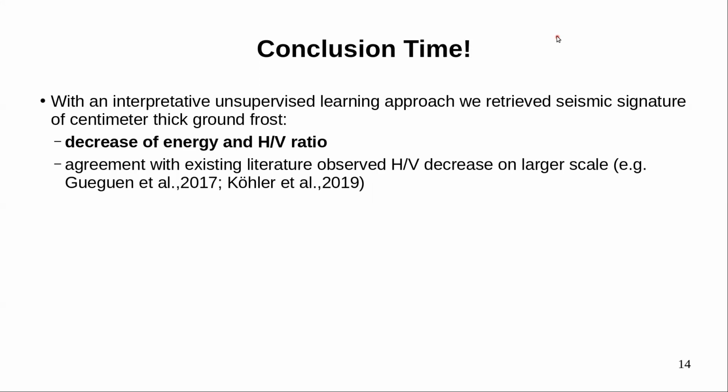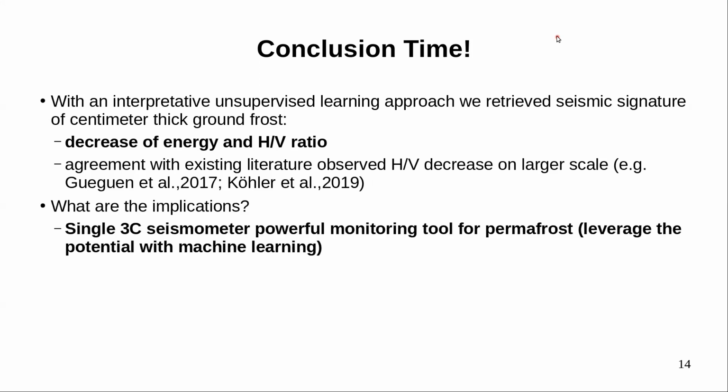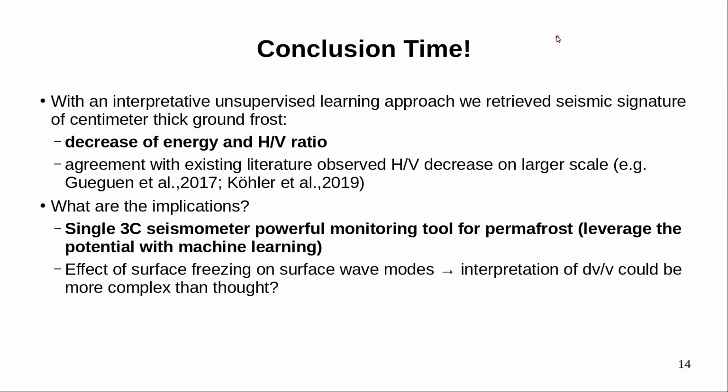And what are the implications of this study? Well, I think, so we already know that seismology can be a powerful monitoring tool for permafrost, but this really shows that even a single 3-component seismometer has quite large potential, and we can leverage this potential even more with machine learning, I would say. Since the H/V is affected, this also suggests that there's something happening with the surface wave modes. And if this is the case, if surface wave modes appear or disappear due to the high velocity layer at the surface, this could make the interpretation of dv/v measurements a bit more complex than previously thought.